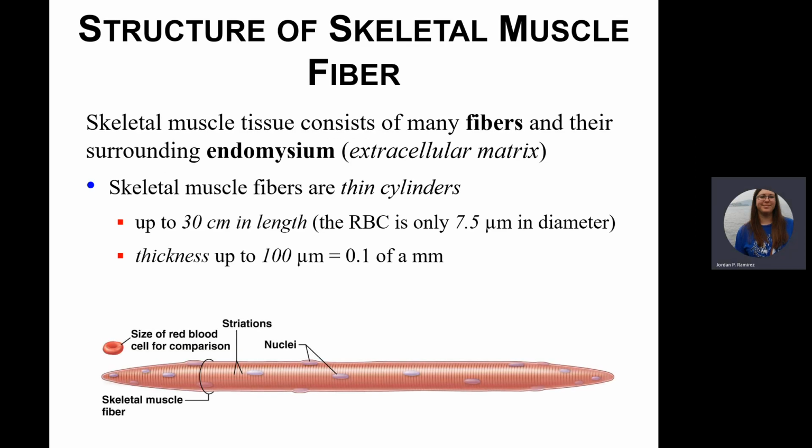All right. So skeletal muscle tissue consists of many fibers and their surrounding endomysium, or extracellular matrix. Skeletal muscle fibers are a little bit different when you're actually looking at them. They're actually kind of like thin cylinders. They're up to 30 centimeters in length, whereas in comparison, the red blood cell is only 7.5 micrometers in diameter. So let's just look at this. This would be your skeletal muscle here versus a red blood cell. So quite large in comparison. And this is one entire cell. Pretty neat.